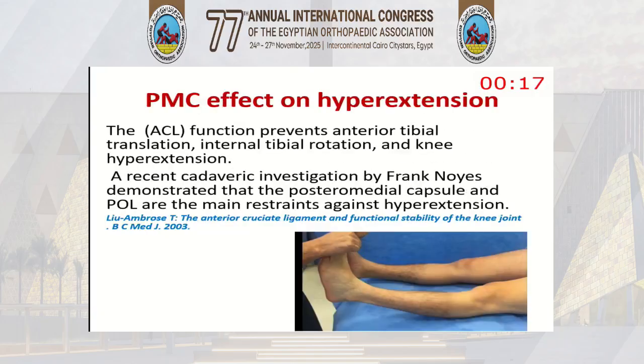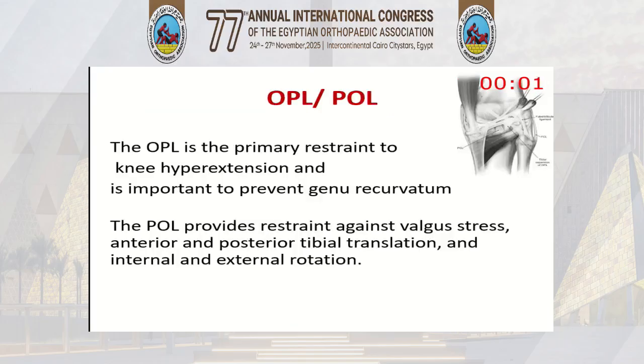What is the function of the ACL in genu recurvatum? It prevents anterior tibial translation, internal tibial torsion, and knee hyperextension. The mechanism of injury is hyperextension. Noyes demonstrated that the posteromedial capsule is the main restraint against hyperextension. The POL, posterior oblique ligament, is the primary restraint to knee hyperextension and is important to prevent genu recurvatum, and the POL provides restraint against valgus stress, anterior and posterior tibial translation, and internal tibial torsion.